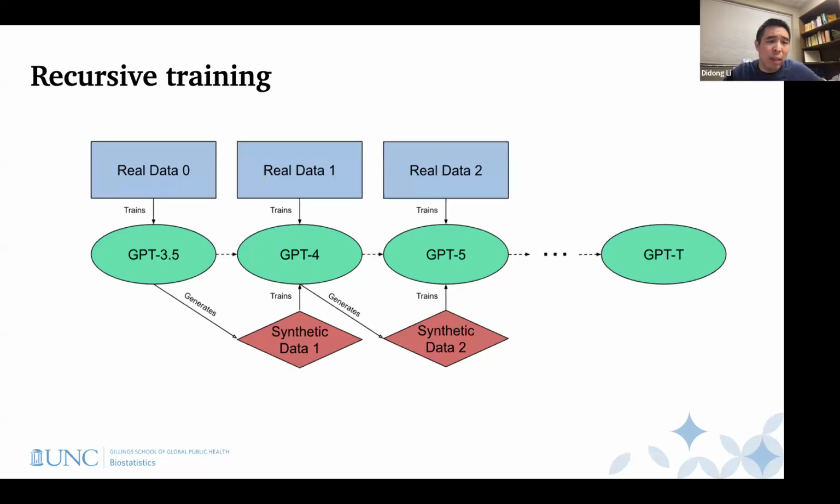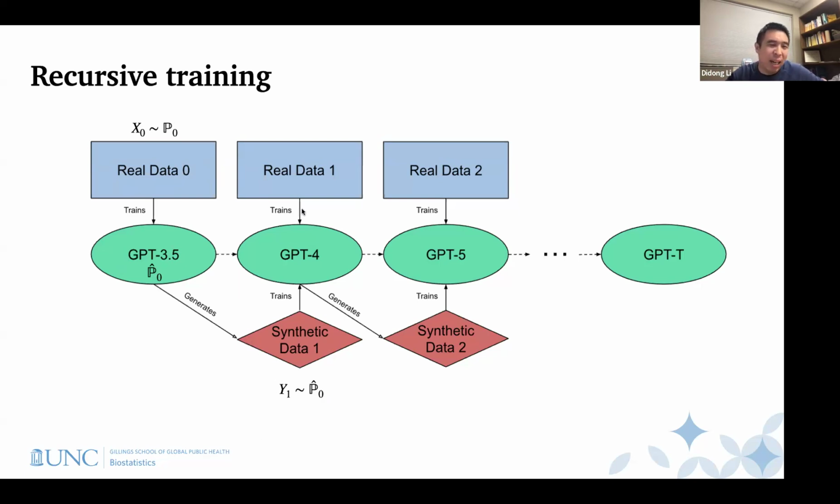This problem is known as recursive training. Imagine that OpenAI collected some real data from the entire internet. I call this X0, which is sampled from a true data distribution P0. OpenAI used this data to train their GPT-3.5, and people like it. Then people use this GPT-3.5 to generate new data through this learned distribution P0 hat, and we call this generated data Y1.